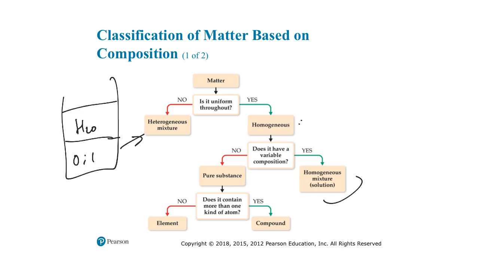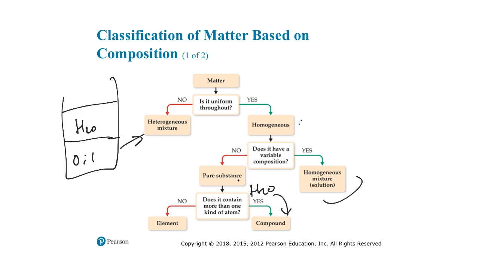And then you can also say, well, if it doesn't have a variable composition, then it must be some sort of pure substance. So if you're looking at all the molecules and they're all water molecules, then you have pure water. And if you're considering water, then water obviously contains two different elements, and so that would be a compound.